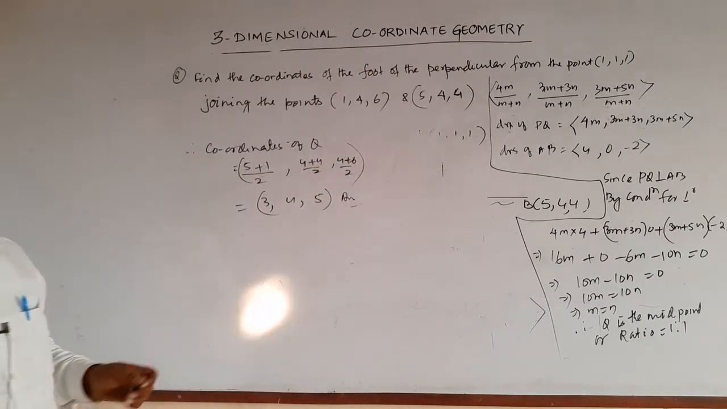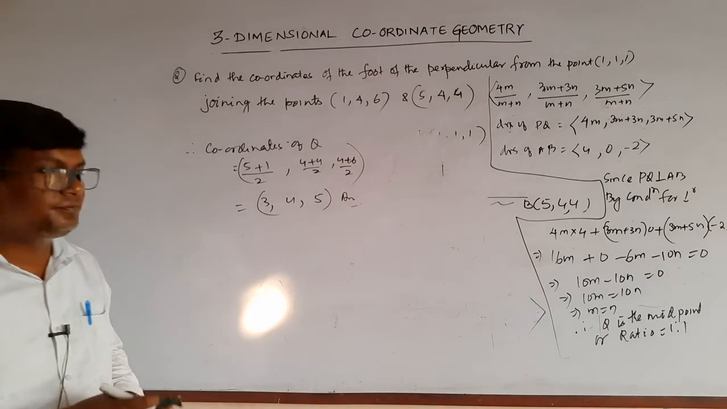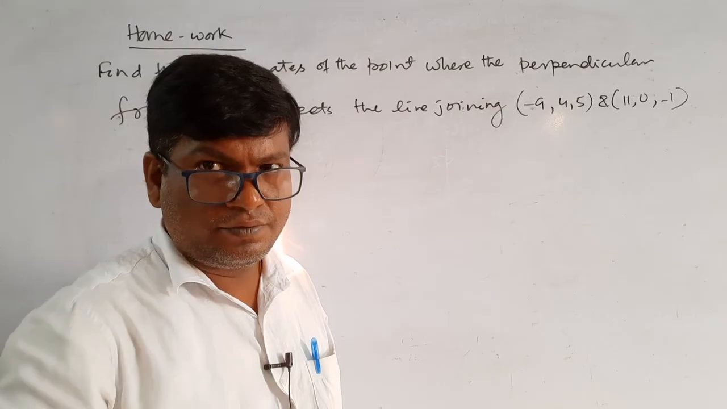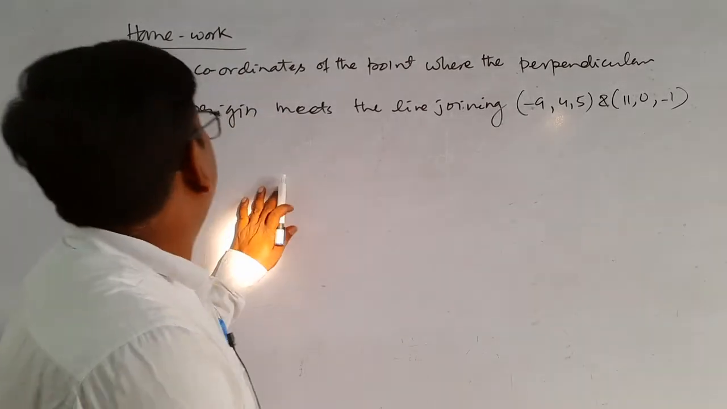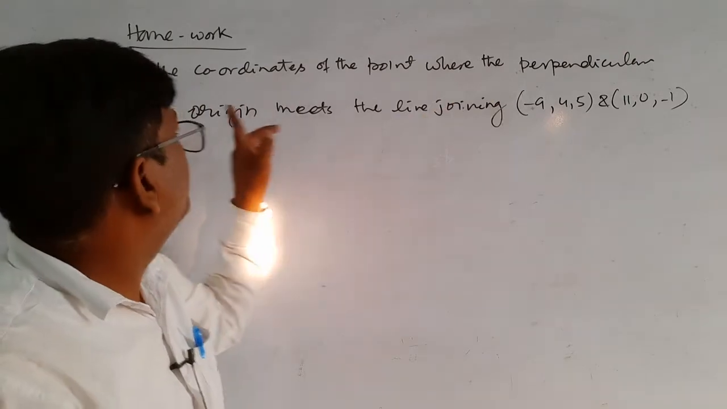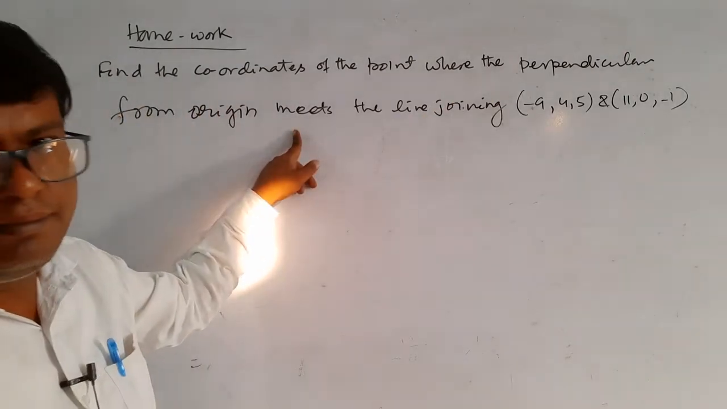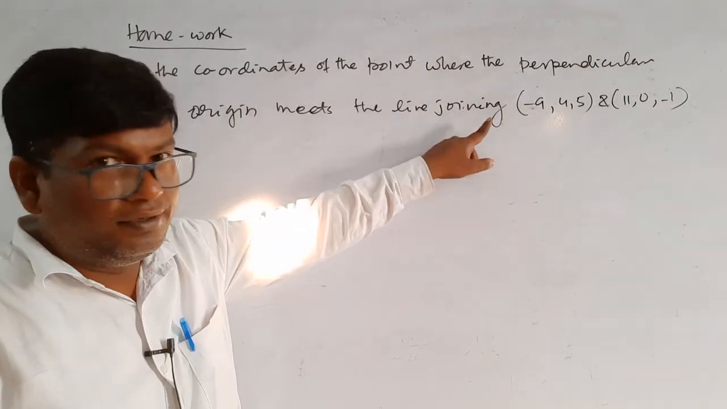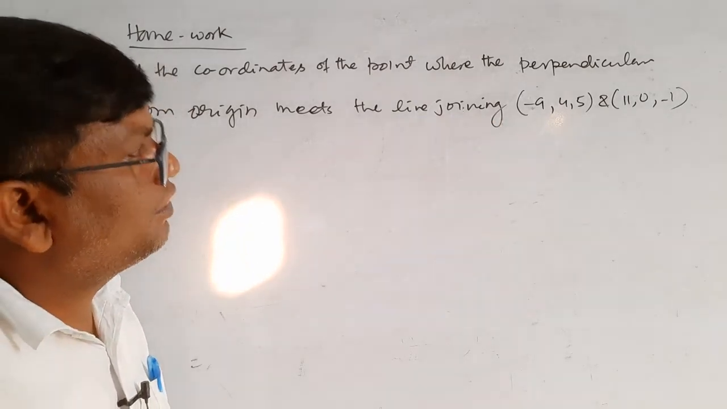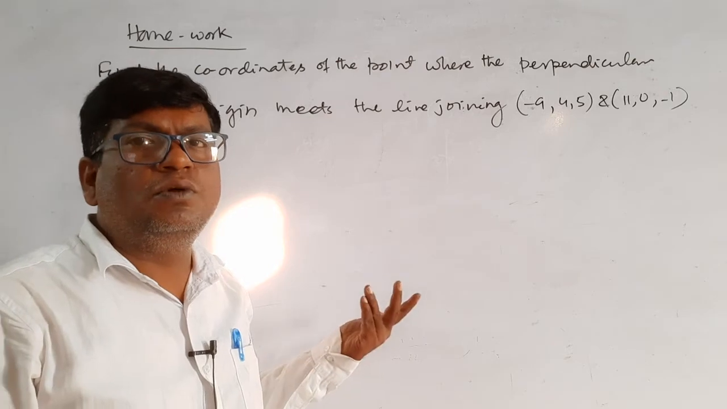Now another question for homework. Find the coordinates of the point where the perpendicular from the origin meets the line joining (-9, 4, 5) and (11, 0, -1). Okay, this is homework for you.